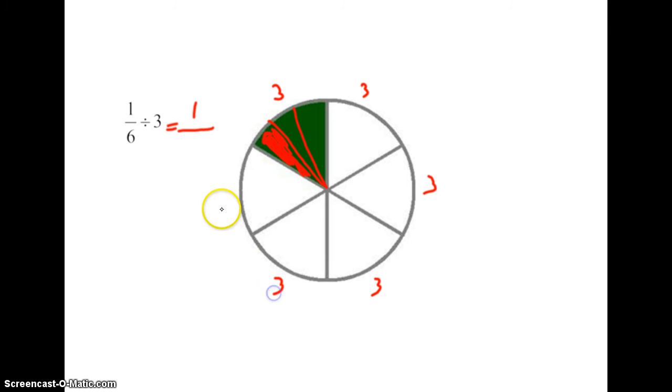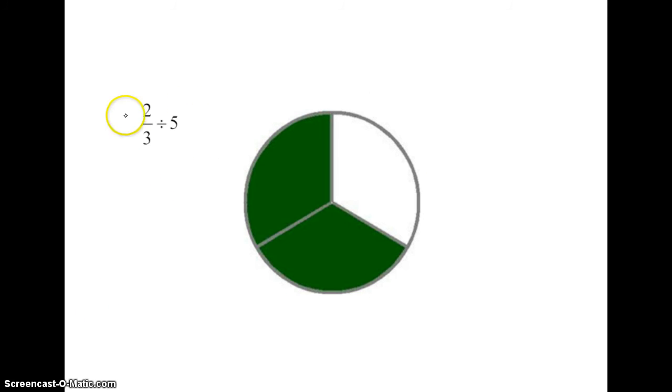And I'm not going to do that just only because it's going to be very sloppy and you're going to see a lot of lines. But what would our new denominator be based on this? Well, we have 3, 6, 9, 12, 15, 18. So 1/6 divided by 3 is 1/18. How about another example? Here we have 2/3 and we're going to divide it by 5.